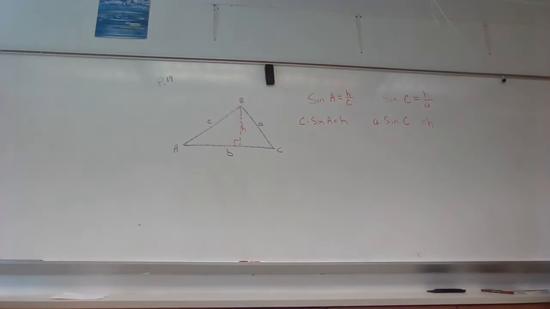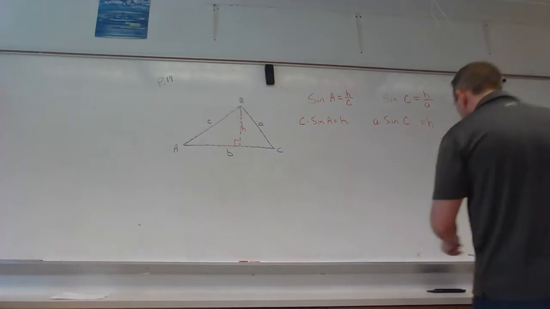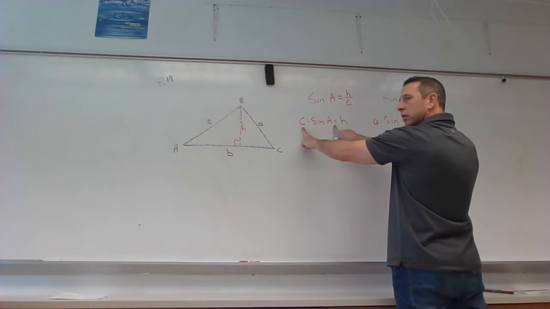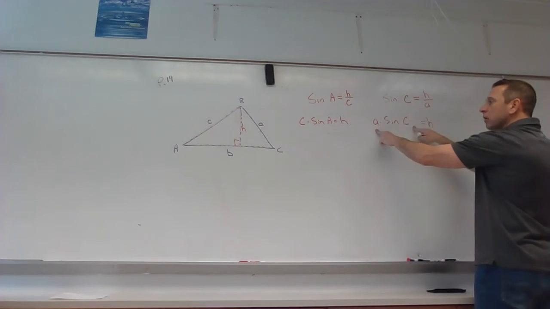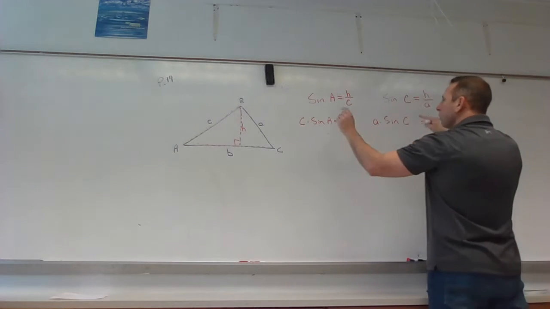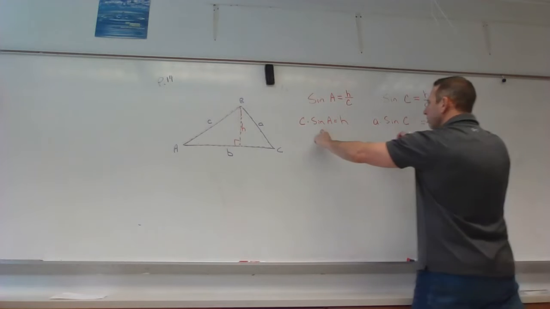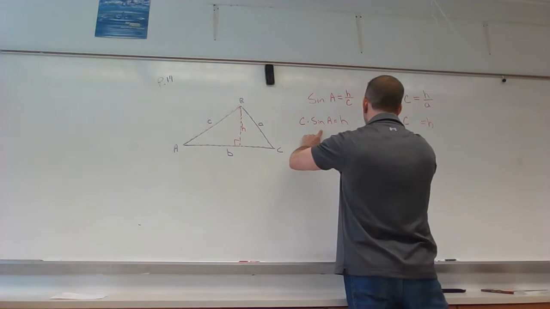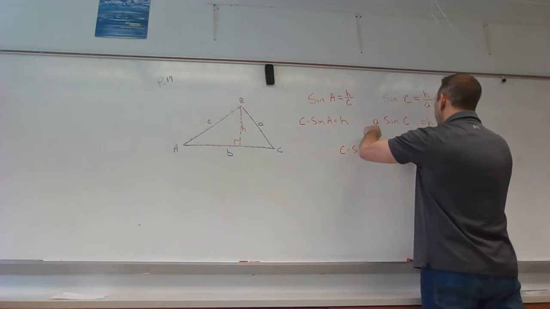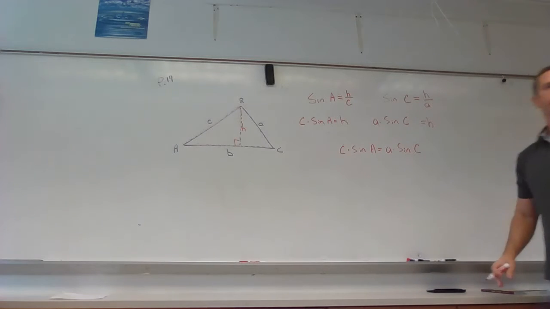I'm using all these variables right now because I'm deriving this formula called the law of sines. I'm showing you where it comes from. So we use sine, we use the altitude. Now look what we got here. Two equations. H equals this, and H also equals this. So those two things are equal to each other. C times sine A equals A times sine C.